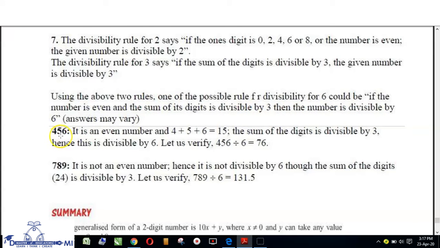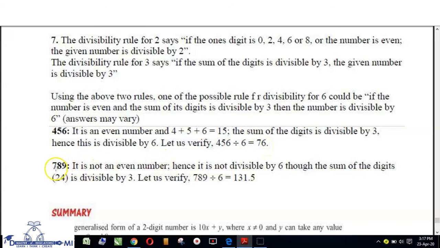Suppose 456. It is an even number. And 4 plus 5 plus 6 is 15. The sum of the digits is divisible by 3. Hence, it is divisible by 6. Let's verify. When we divide 456 by 6, yes, it is exactly divisible. We get the quotient as 76.